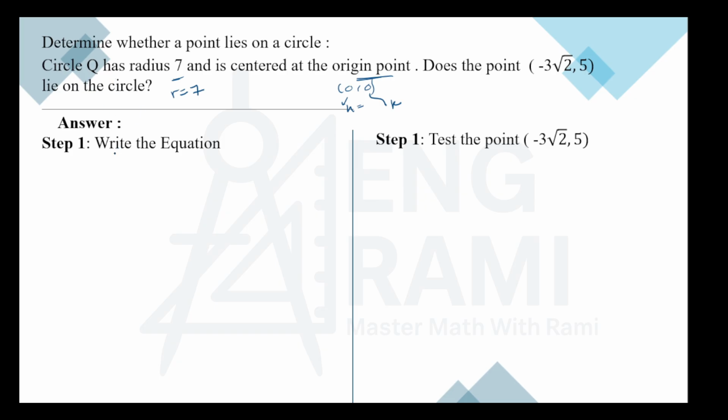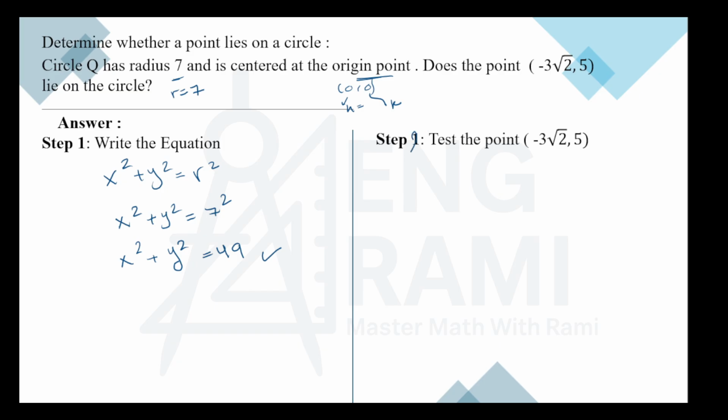First of all, step 1, write the equation for a circle with its center point at the origin: x squared plus y squared equals r squared. Then x squared plus y squared equals 7 squared. Then the equation of the circle is x squared plus y squared equals 49. This is the first step.